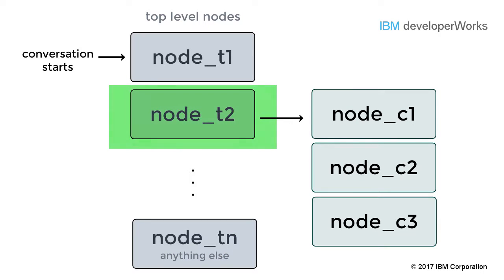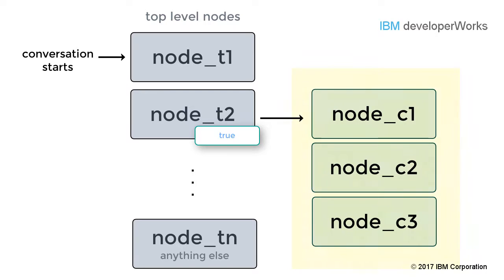Let's assume node T2 evaluates to true. Node T2 will now be set as the contextual node. This means in the next evaluation round, node T2's children will be evaluated in series. If a child node matches, its response is processed. If no child matches, then the dialog will attempt to evaluate using the top-level nodes. If none of those match, it will fail over to anything else.